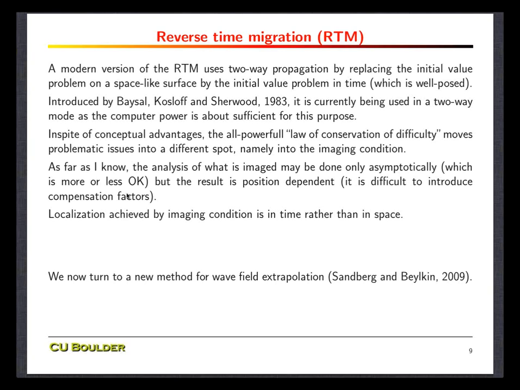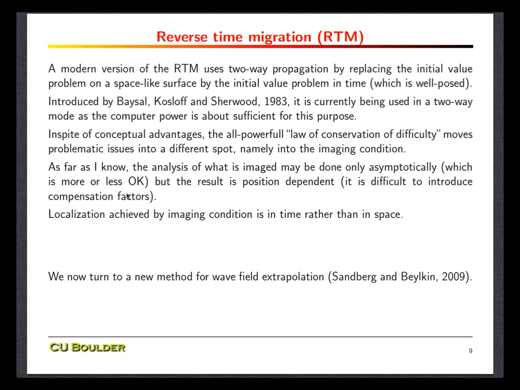Basically, what you record, you treat as initial condition in time, in reverse order. So you feed it in, propagate the same thing from the source in the forward way, and then at each time you correlate the results. That's basically the intuition. The intuition is correct. It works. It was introduced by practically the same people whom I mentioned before, Baysal, Kozlov, and Sherwood, at about the same time.